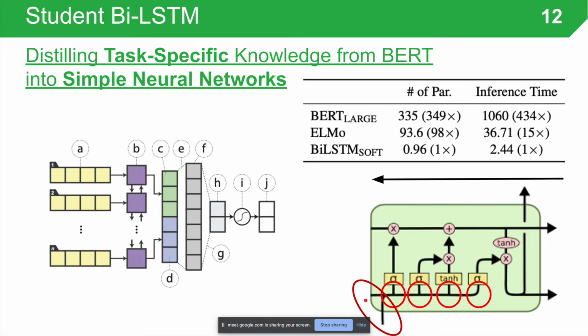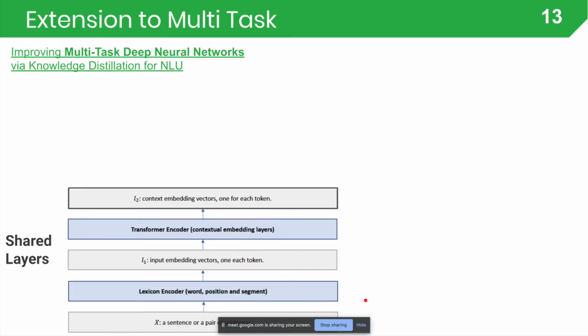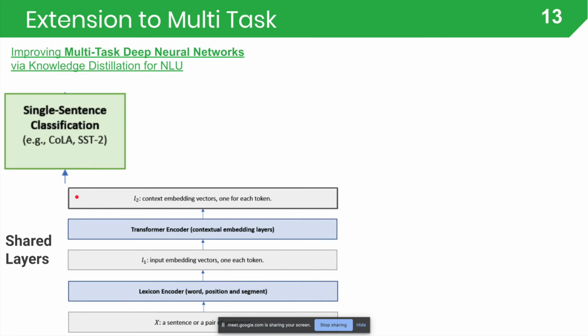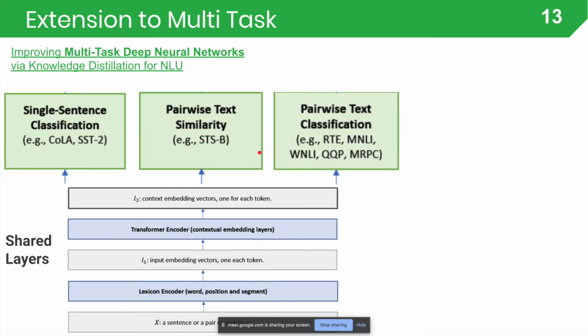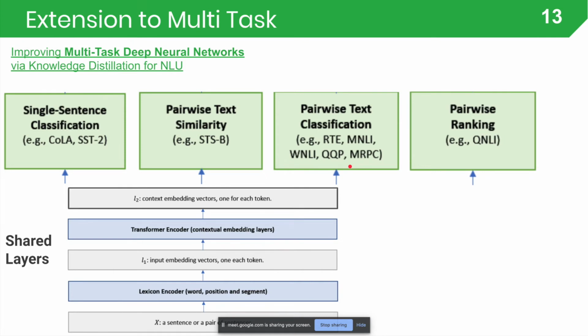So now we've seen an application of knowledge distillation that provides a faster inference time by using a smaller network and leveraging the prediction power of the BERT teacher. But there's another application of knowledge distillation to multitask learning. In the multitask learning setting, you have a bunch of shared layers with contextual embedding, and then you perform multiple tasks on top of it, like single sentence classification. So there is the sentiment classification dataset, there is the sentence acceptability dataset. There are also some pairwise text similarity or pairwise text classification tasks, like recognizing textual entailment or natural language inference, or the Quora question pair dataset, and also pairwise ranking between questions and answers.